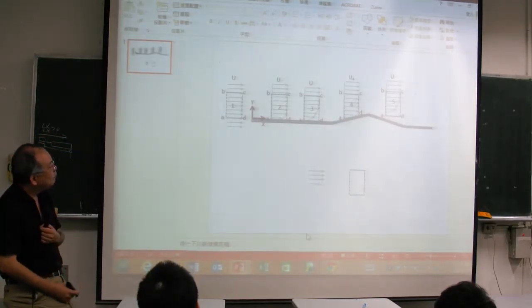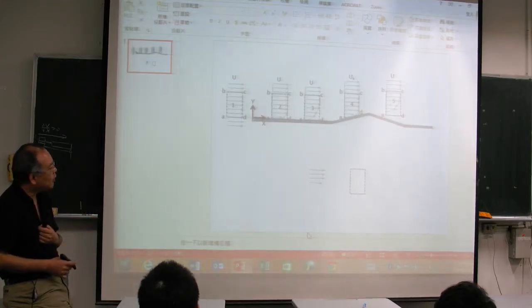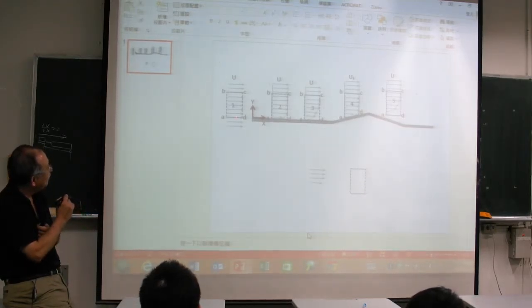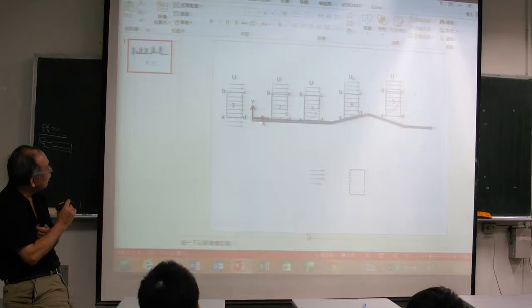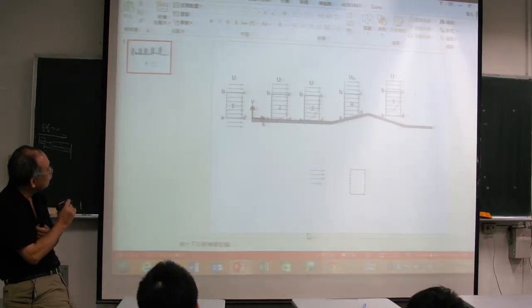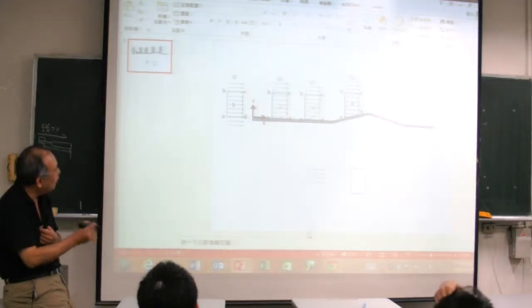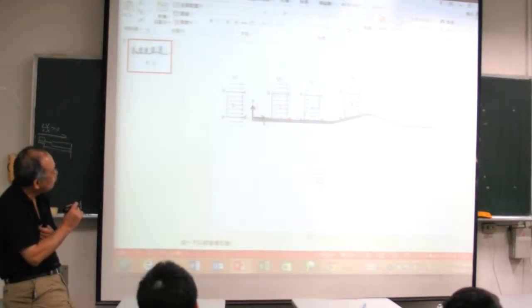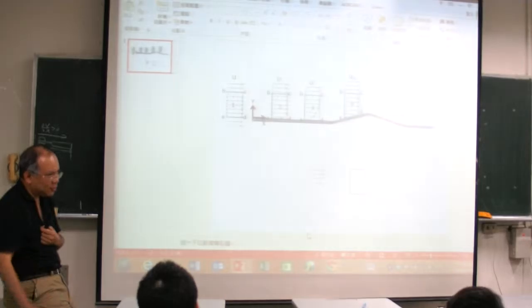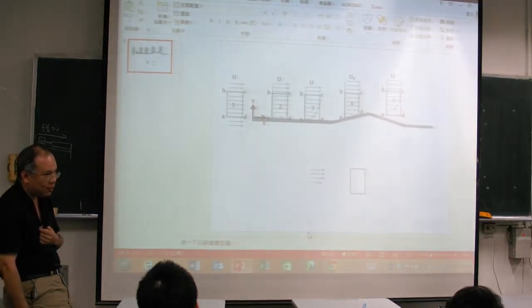Okay, my question is like this. You say, from section 1 to section 2, the vorticity changes due to the wall. Right, that's your answer. My question is, from section 2 to section 3, we have a wall, but there's no vorticity generated. Why?